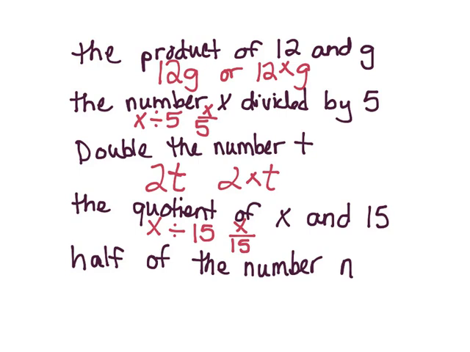Okay, here's another really tricky one. Half of the number n. What does it mean if you get half of something? If you want half, you're dividing it by 2. So we would say n divided by 2, or you could say n over 2. Hope you're getting better at expressions.